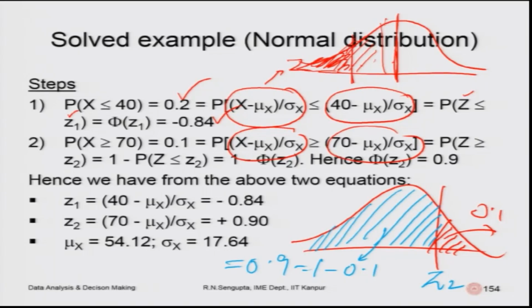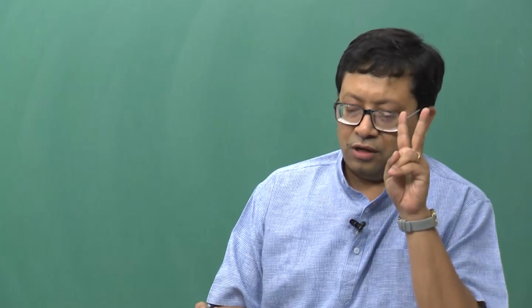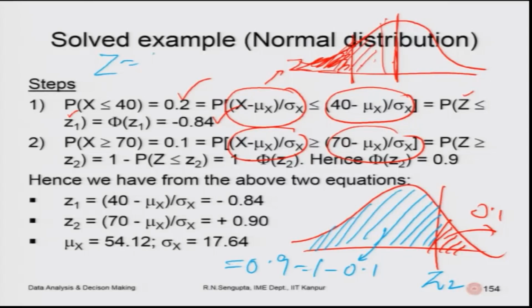So, I found out z1 and z2. There are two equations, I find out z1 and z2. Now, correspondingly we know z is equal to x minus mu by sigma, put z1, put z2, two equations, two unknowns, solve them. So, z1 comes out to be minus 0.84 and z2 comes out to be plus 0.9, because you are moving on to the right. So, this is the mean value which is 0. So, this whole area till 0 is 0.5. So, you have to add 0.4.